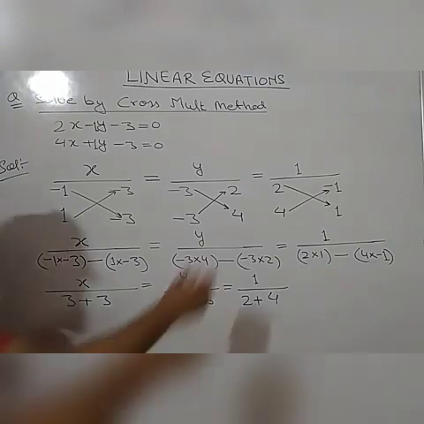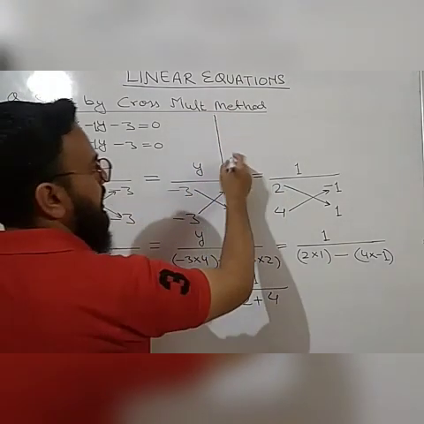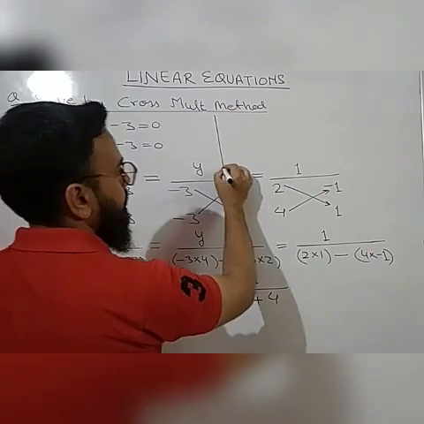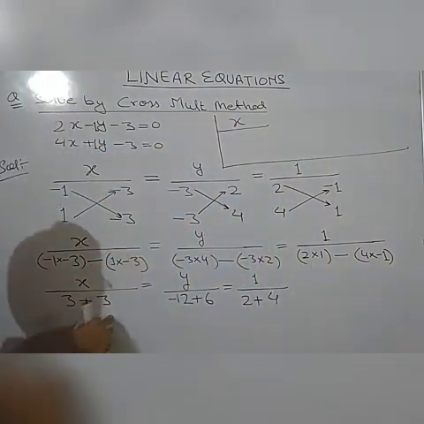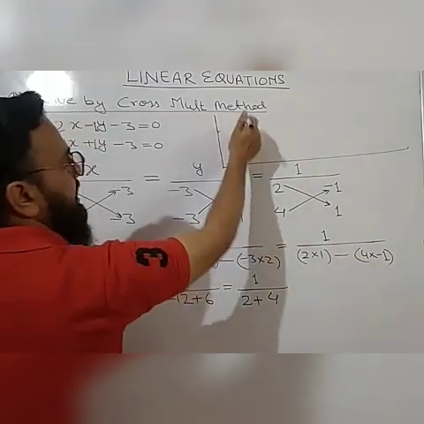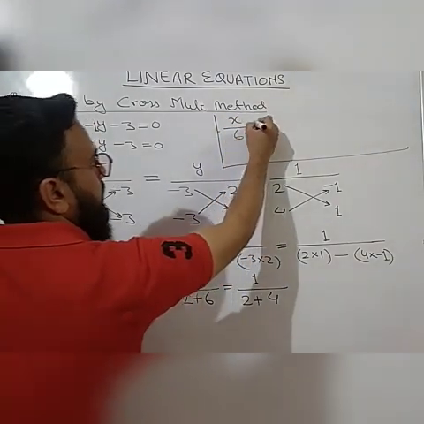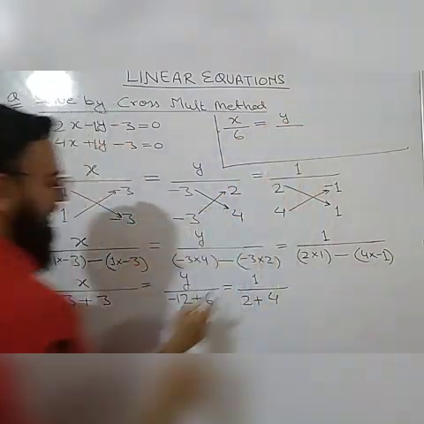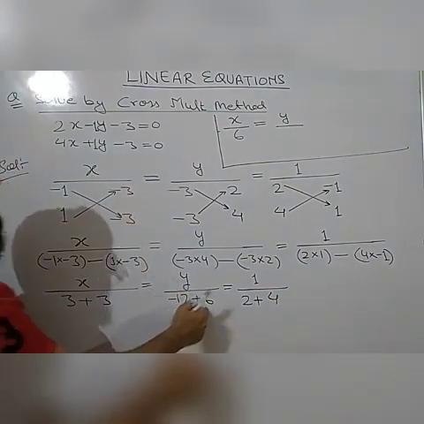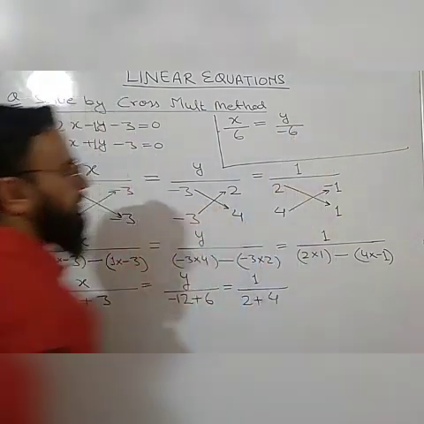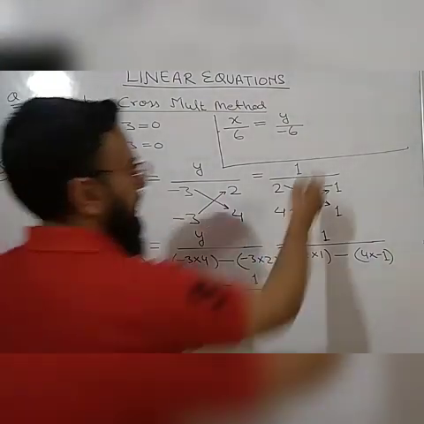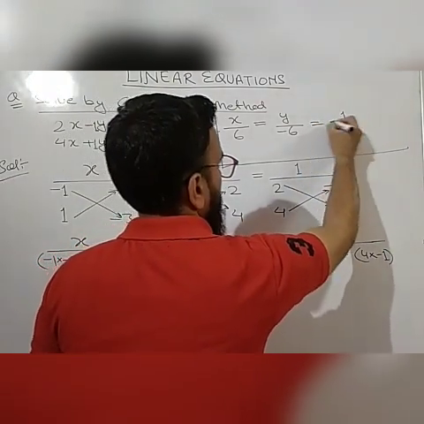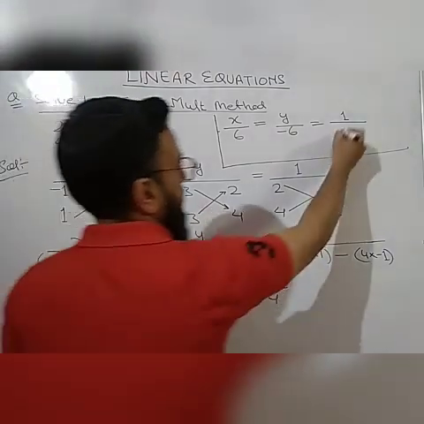Okay, so what we get here, I am writing it here. We got x upon 3 plus 3 is 6. So finally we got it, x upon 6 is equal to y upon minus 12 plus 6. It will be minus 6. X upon plus 6, y upon minus 6, it will be equal to 1 upon 2 plus 4, again 6.